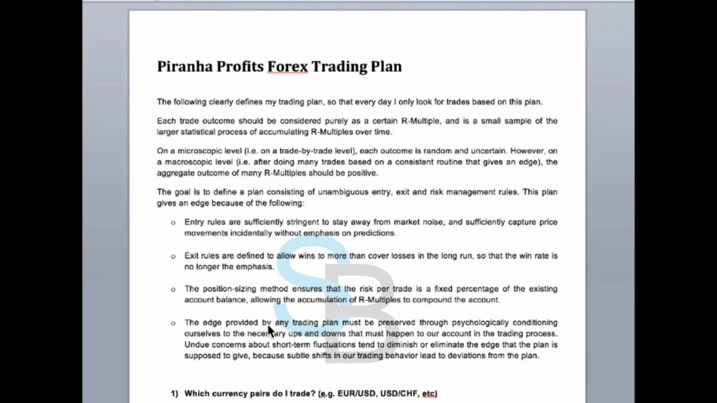Remember, the edge provided by any trading plan must be preserved through psychologically conditioning yourself to the necessary ups and downs that must happen in your account in the trading process, right? Your account can't go up every single day. It's not a straight line, it goes up and down.